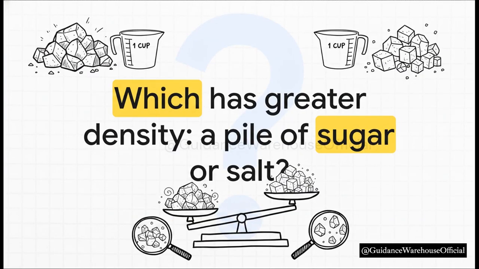Now you might be wondering, how can I test this at home? Well, try this quick experiment. Think about a pile of sugar and a pile of salt. They look pretty similar, right? But if you take the exact same volume of both, say exactly 1 cup of each, they'll actually have different masses. Why does this happen?